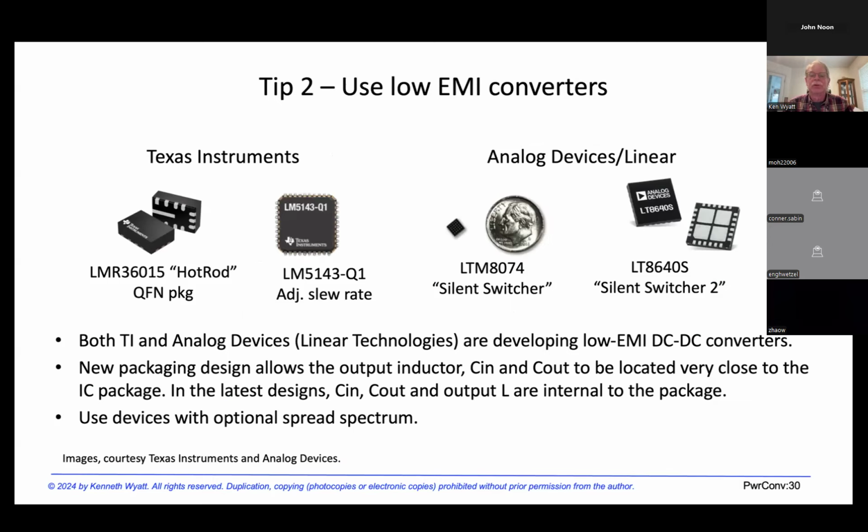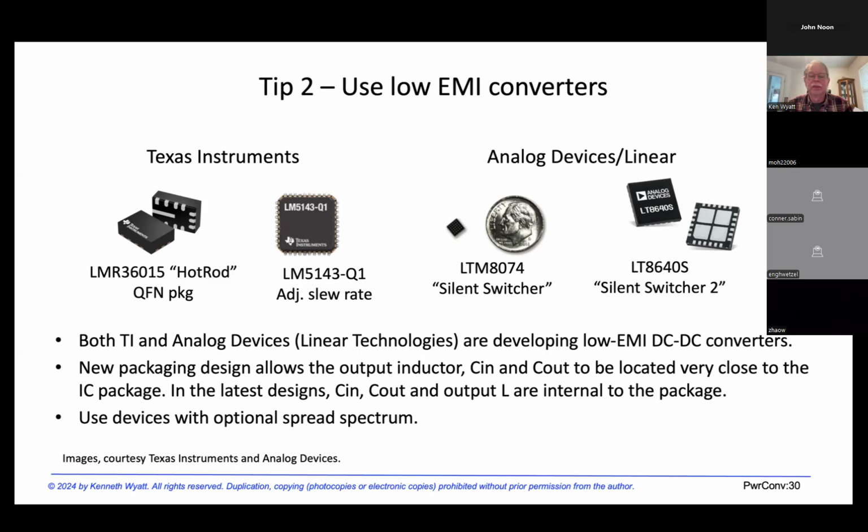So when we're specifying DC to DC converters, we want to specify low EMI converters. And the IC manufacturers are finally getting a clue that most of the early days of DC to DC converter designs were pretty noisy. And so both TI and Analog Devices have developed quieter EMI DC to DC converters. So that's one thing. And some of these have optional spread spectrum, which can be useful.